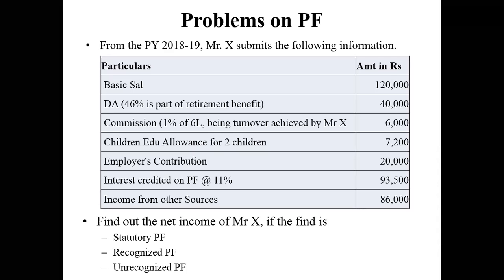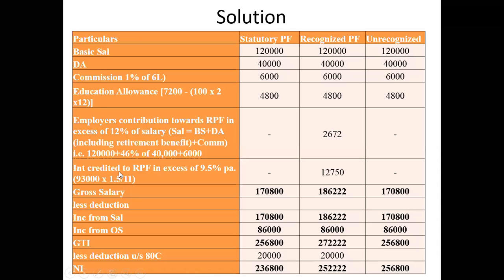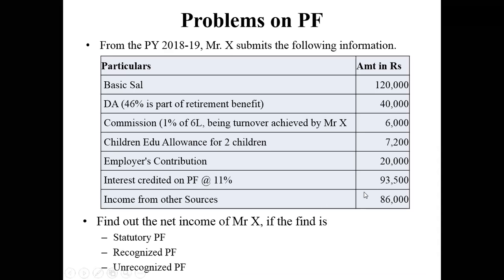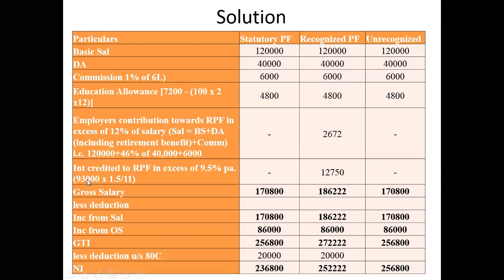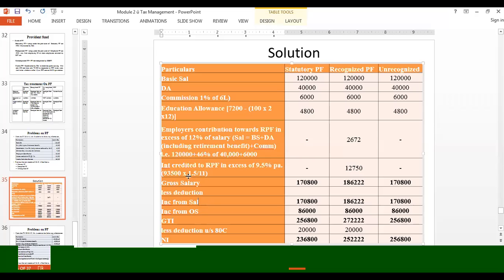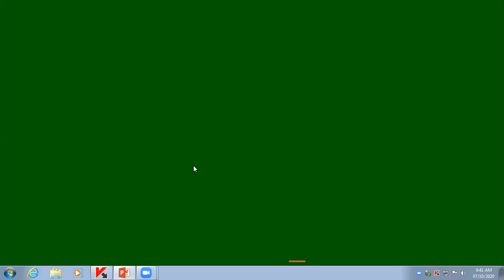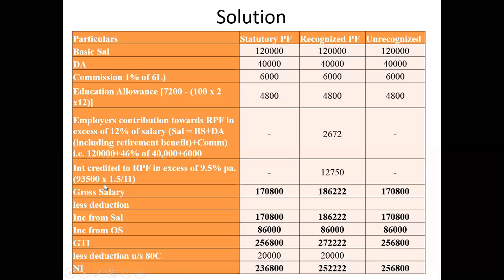So how do we do the calculations for this is what I'm going to tell you. Here it says interest credited to recognized provident fund in excess of 9.5% per annum. Now, how much is it? Total interest, what is he receiving? He is receiving 93,500. That amount I have considered here. So this is the amount of money that he is receiving, 93,500, into 1.5. Where did I get this 1.5? 11 minus 9.5. From where did I get 11? 11 is given to me in the problem itself. So the difference amount is divided by 11%, what is given in the problem.